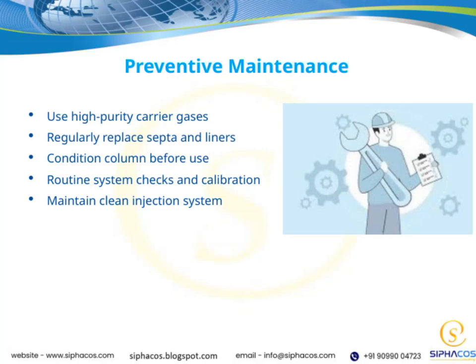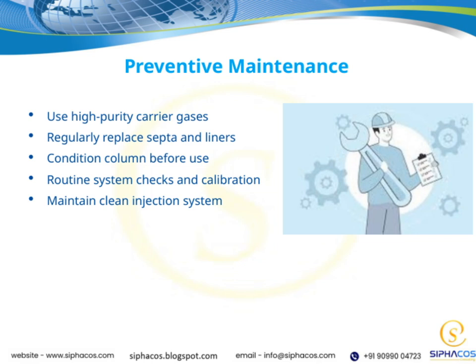Let's now talk about preventive maintenance, which is crucial for ensuring reliable and accurate results. First, using high-purity carrier gases is essential because impurities can affect our analysis, so always opt for the best quality gases available. Next, regularly replacing septa and liners helps prevent contamination and leaks. These small components wear out over time, but are vital for maintaining system integrity. Conditioning the column before use is another key step. It helps stabilize the system and improves performance right from the start.